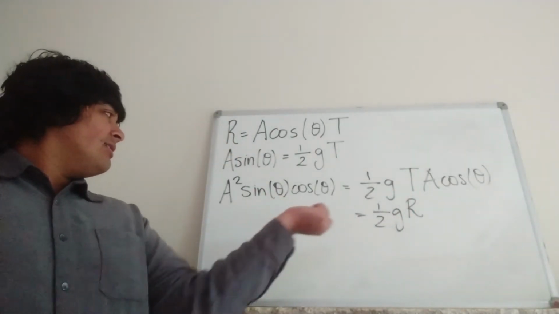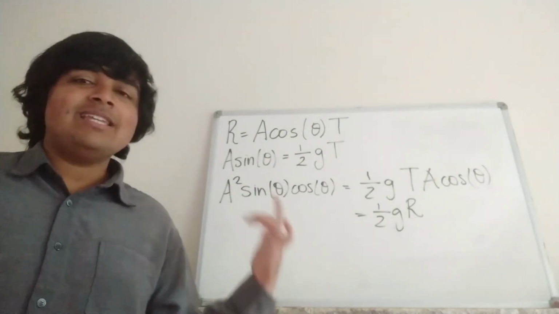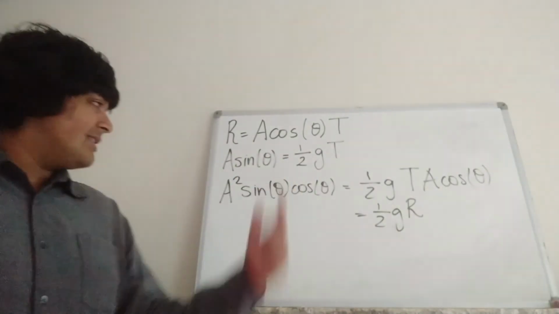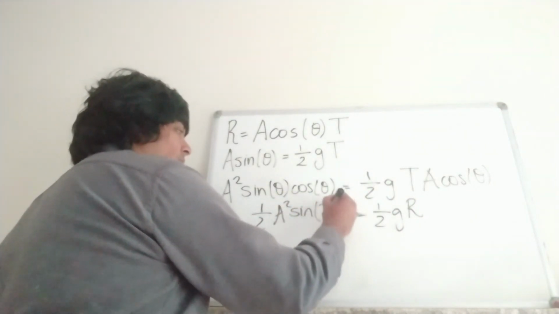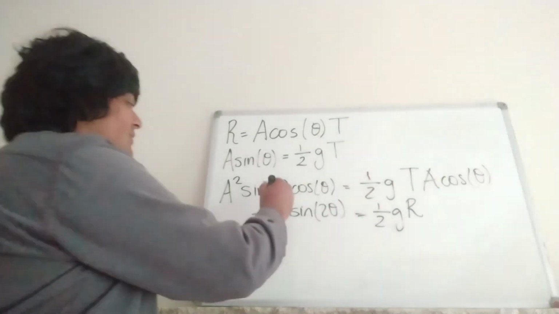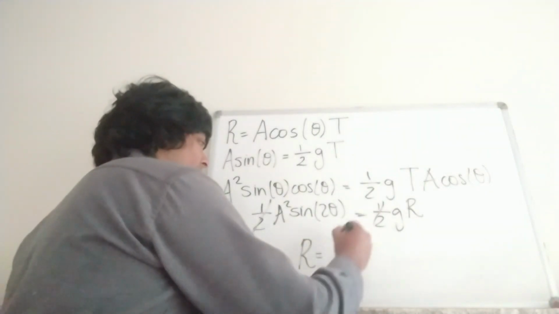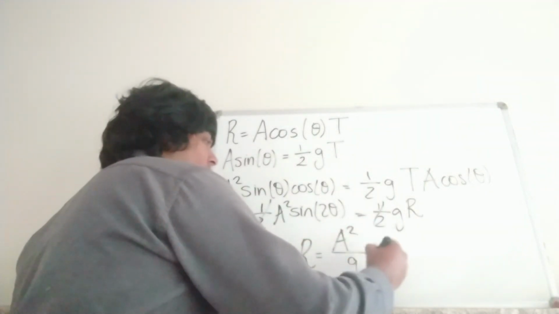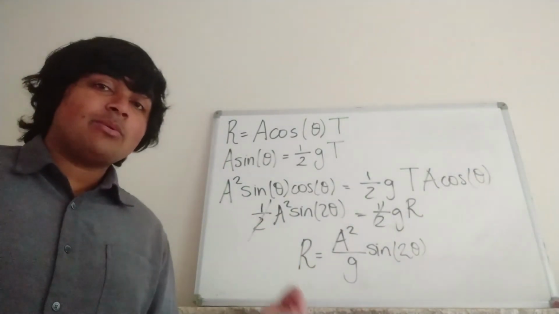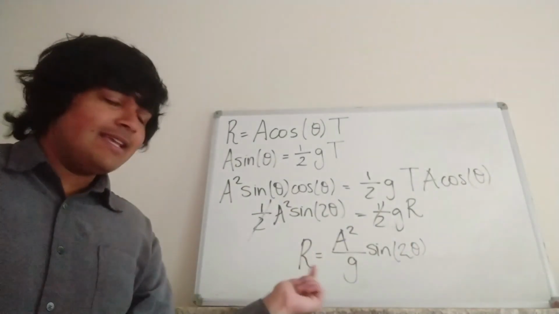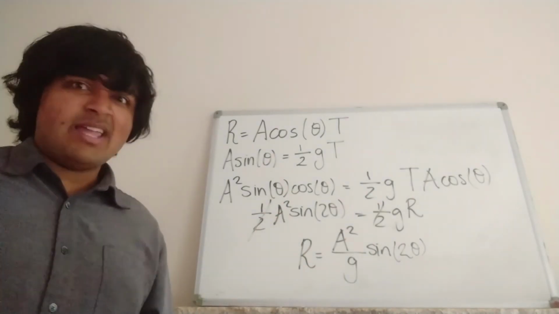And this left-hand side is A squared sine theta cos theta, but we can use our double angle formula that sine 2 theta equals 2 sine theta cosine theta to write this as a half A squared sine 2 theta. Now, of course, we can cancel the halves from both sides and then divide both sides by G to give us that R is equal to A squared over G times sine 2 theta. So now we've got an explicit equation for R involving theta and these constants. We don't really need to worry too much about A and G. This is just some positive real number depending on what A is.